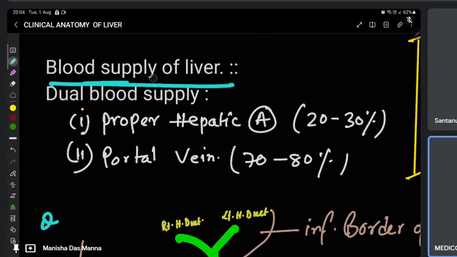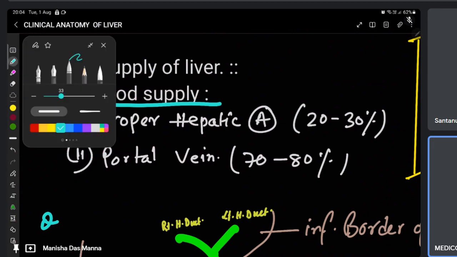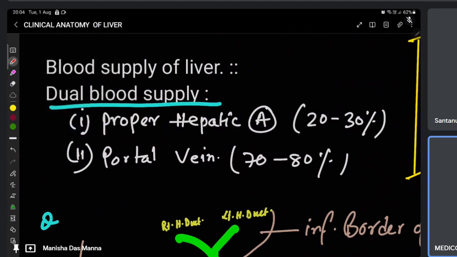The liver has a dual blood supply. One is by the proper hepatic artery and one by the portal vein. I'm going to draw and explain these things later. But for this moment, I am emphasizing that the portal vein has a major contribution to the blood supply of the liver.